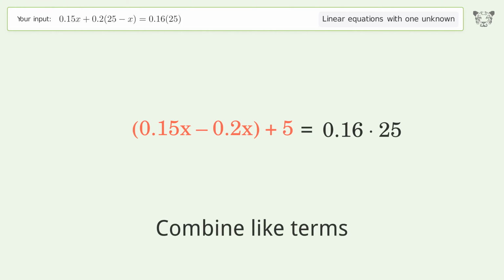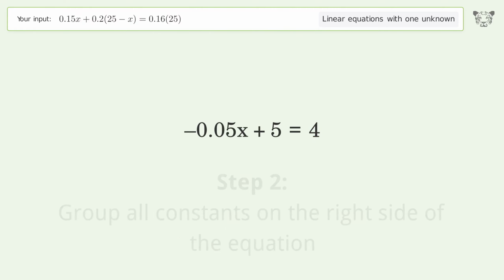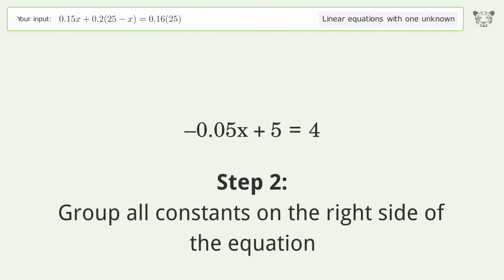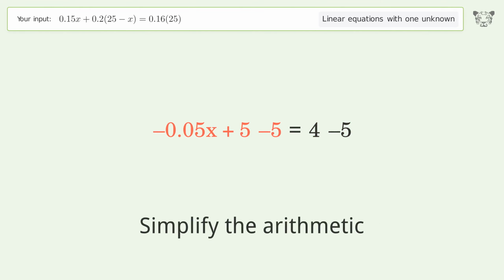Combine like terms. Simplify the arithmetic. Group all constants on the right side of the equation. Subtract 5 from both sides. Simplify the arithmetic.